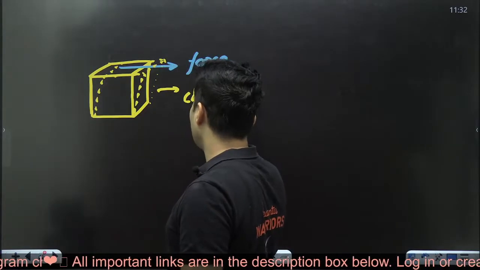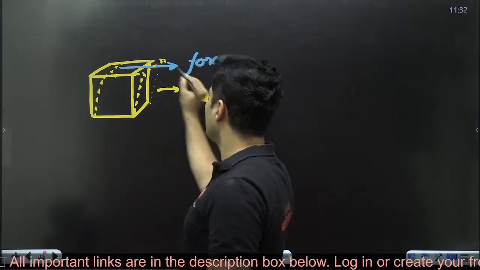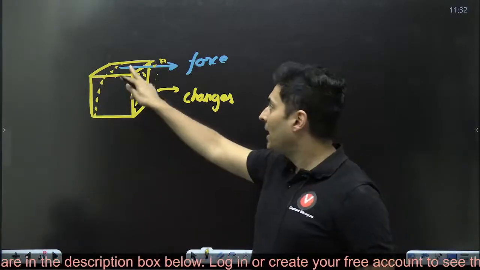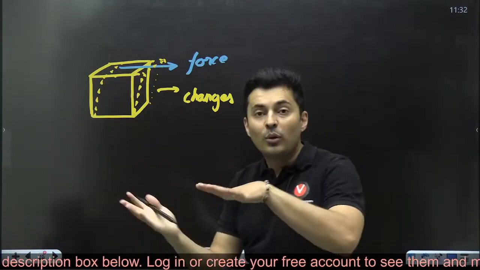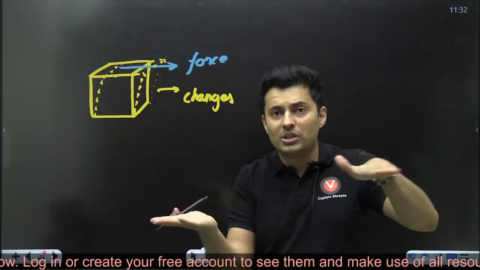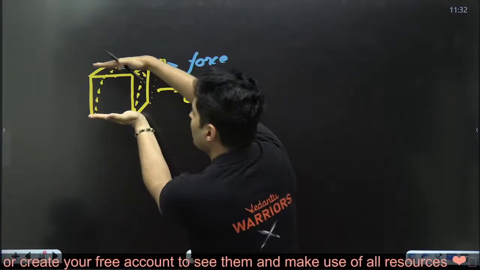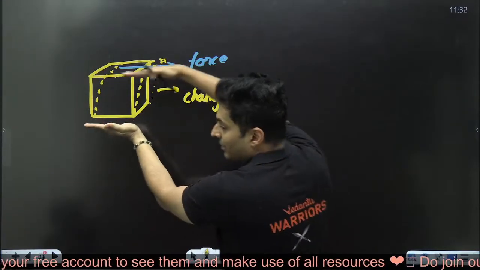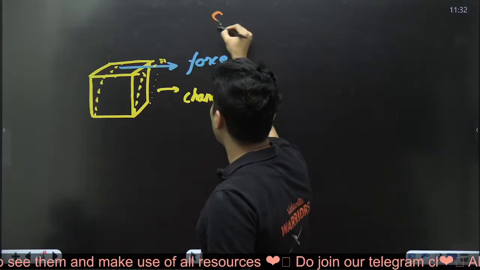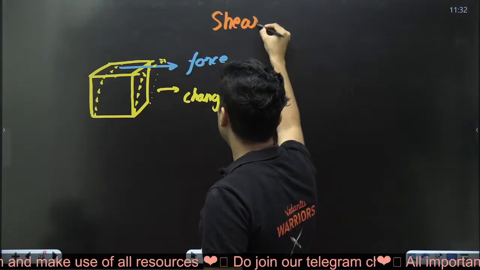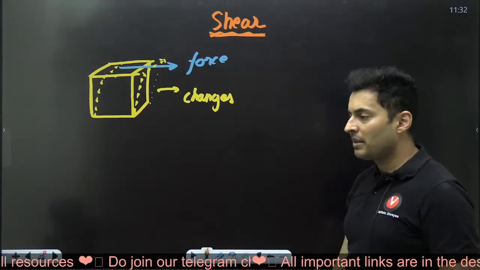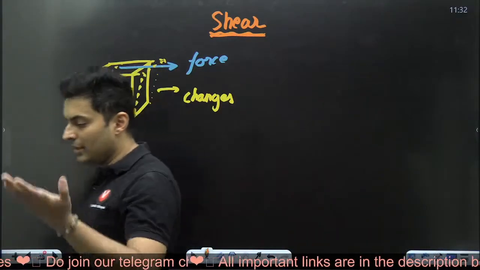So the changes are again happening here, but this time the force is parallel to the surface, which is changing its relative position. Earlier this surface was here, now this surface has slid over here. So there is a sliding motion happening. This kind of behavior is also called shear behavior, and the deformation is called shear deformation.